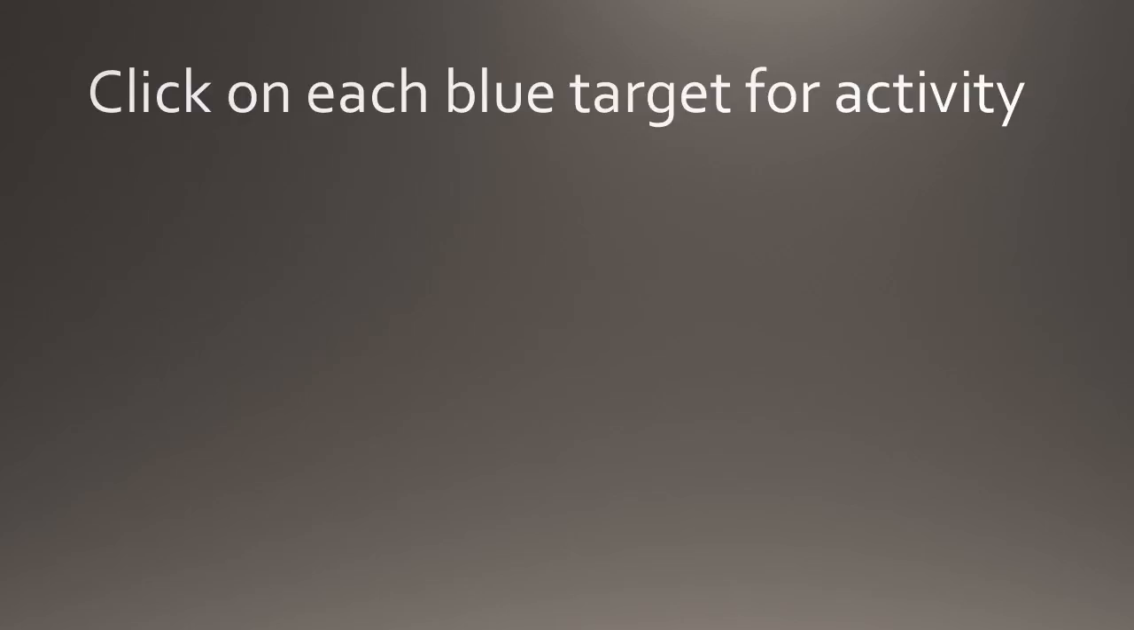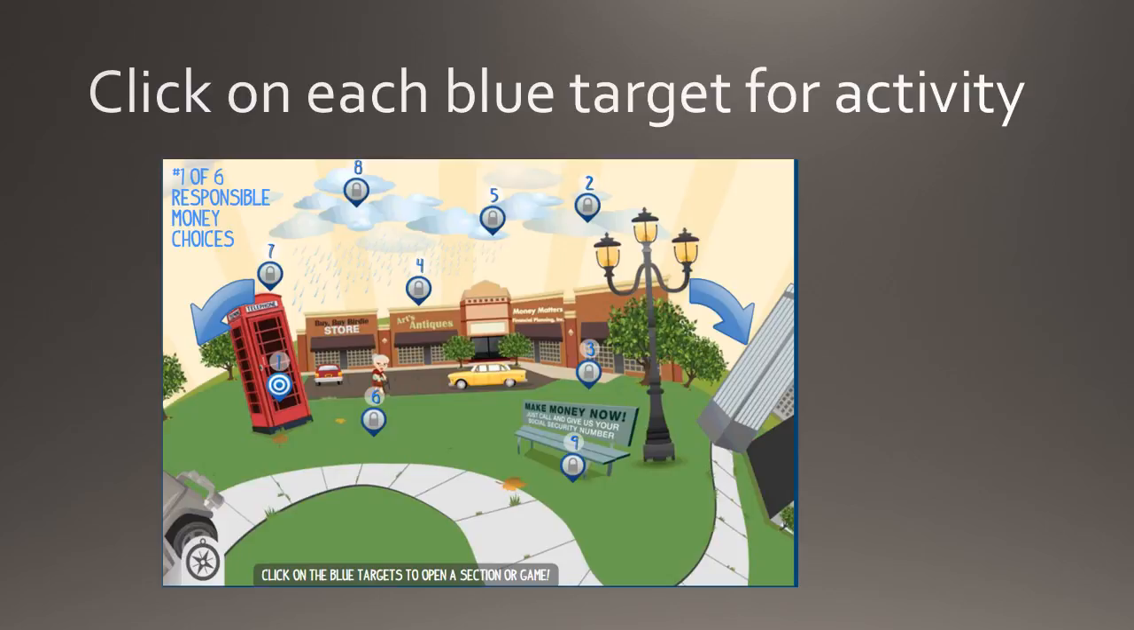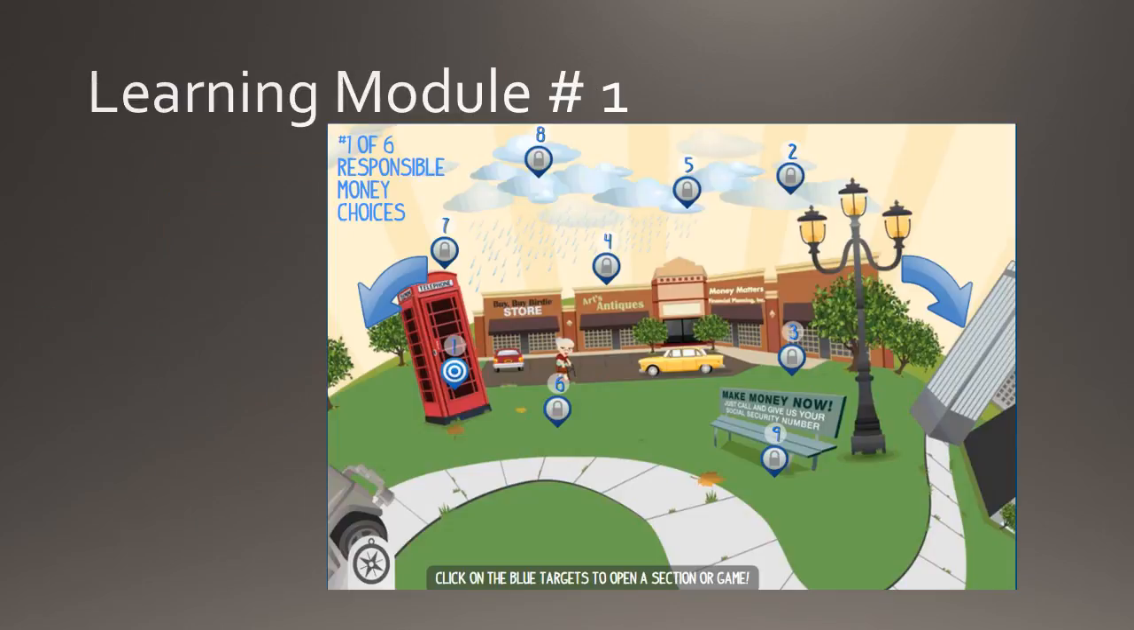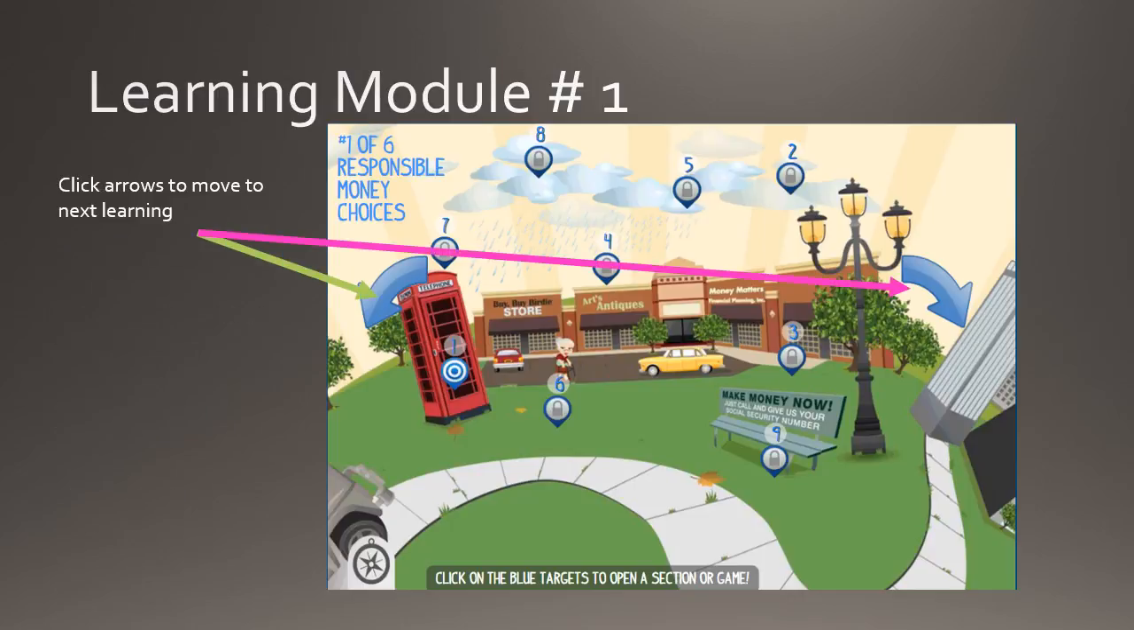Now the way the game works, once you have gotten totally logged in, you're going to see a picture of part of a world. And you're going to see a little blue target. Now note, some of them have locks on them. You have to complete certain activities before others unlock for you to be able to do them. There are going to be 6 different learning modules in this activity. So if you click the arrows here on the side, that turns the world to the new modules.